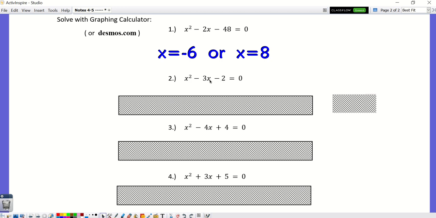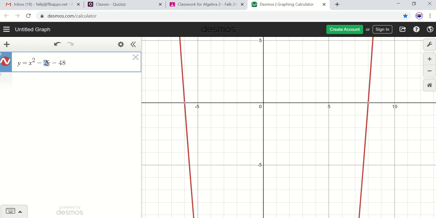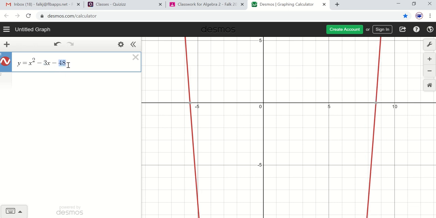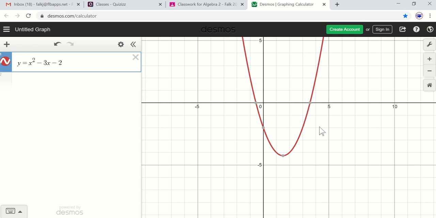Now this next example, x squared minus 3x minus 2 equals 0. Remember, we're going to type it into Desmos with a y equals. So I'm just going to change this: minus 3x minus 2. And here's what I get. Look at that. If you accidentally click somewhere, all you have to do is click right back on the parabola or on the equation up here. So check this out. It looks like this x-intercept is about negative 0.562.